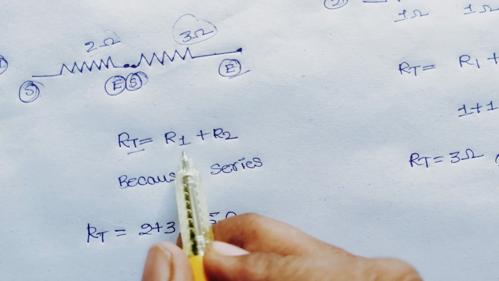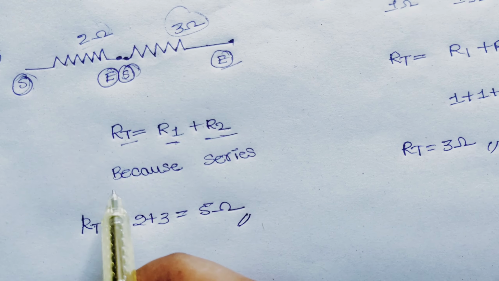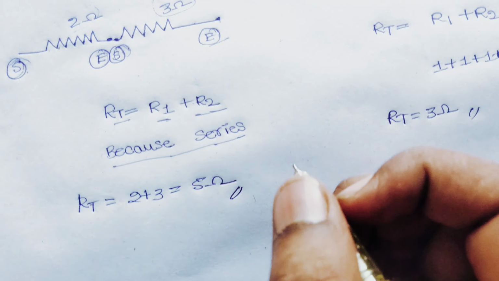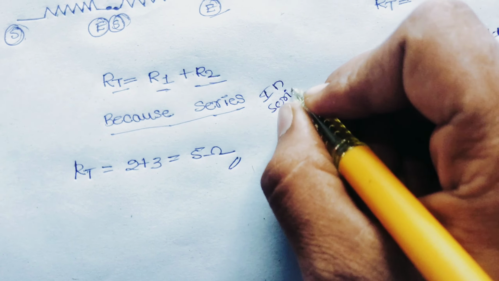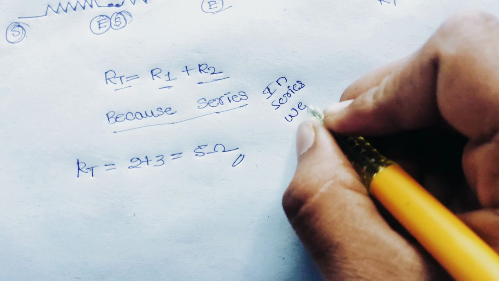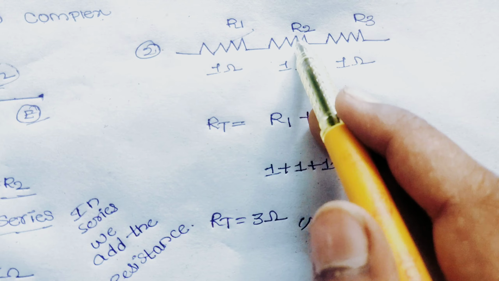In series we have to add the resistances. That's why R total is equal to R1 plus R2. R total is equal to 2 plus 3 is equal to 5 ohms.